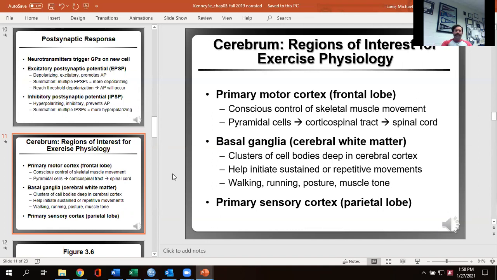I'll take it as that was at least a slightly adequate answer to it. So now we're going to talk about, obviously, the brain itself. So the first thing we have is the cerebrum. That's going to be our higher part.